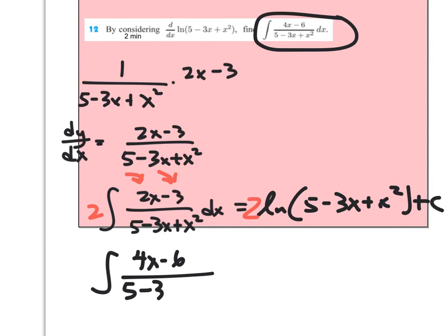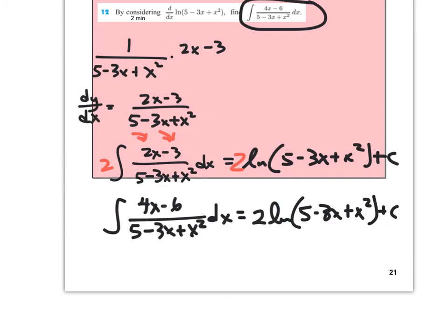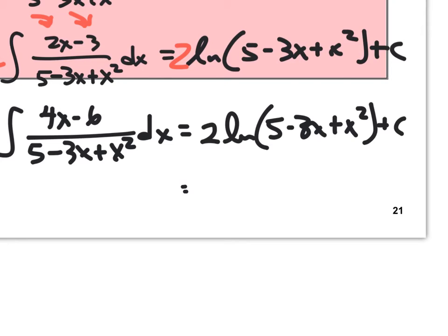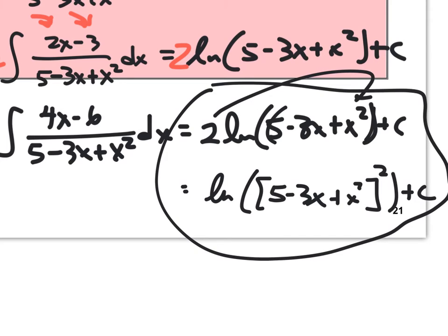over 5 minus 3x plus x squared dx will equal 2 times the natural log of 5 minus 3x plus x squared plus c. Another form you might see this in might be the natural log of the quantity 5 minus 3x plus x squared, squared, plus c. Because the 2 can be brought up as an exponent for this trinomial in here. Either of these two would work just fine.